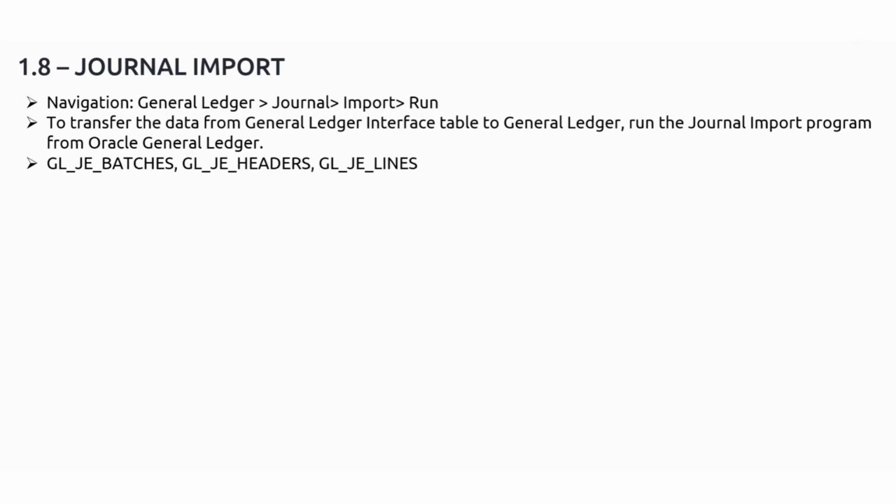Even if there is an invoice, and then we created the transaction for the receipt, then created the transaction for the debit memo and credit memo, everything will fall into journal import, and you can link it. You can see all that data in GL JE batches, JE headers, and JE lines.